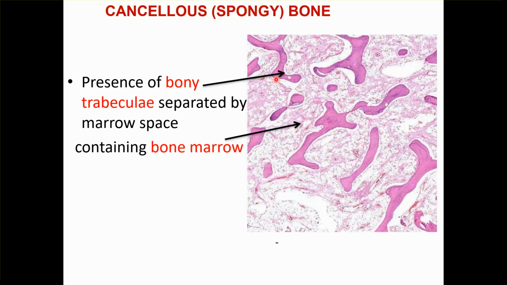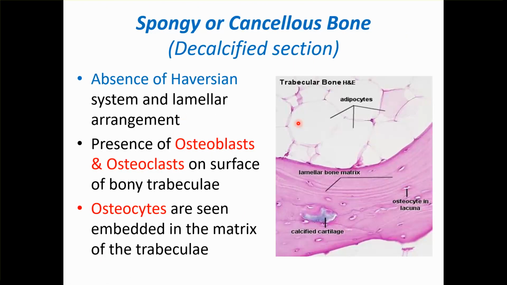Now can you see these dark pink areas? These dark pink areas are called bony trabeculae, okay. In between, what we have is called the marrow space containing bone marrow. So again, this is spongy or cancellous bone, a decalcified section, because you can identify it with H&E. These are just extra points.